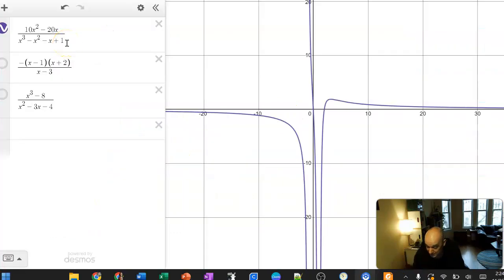So, while we've got Desmos up, I want to share with you our last big idea of the unit. Or not the unit, of this section.